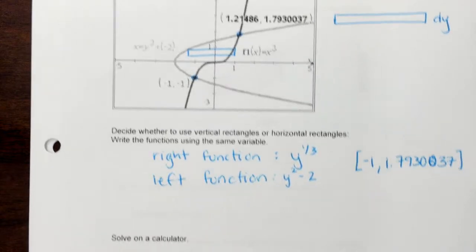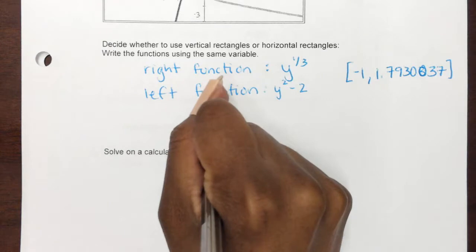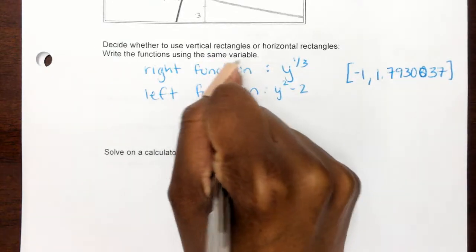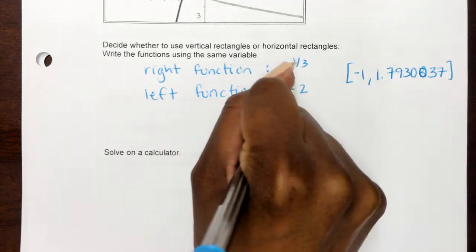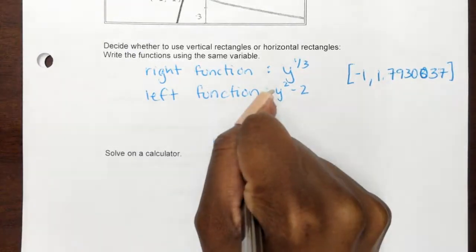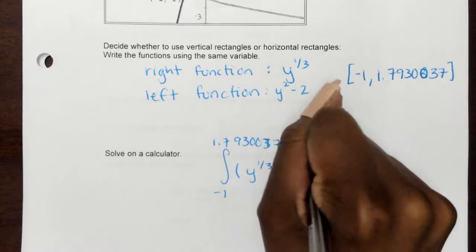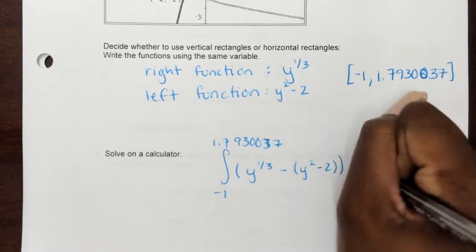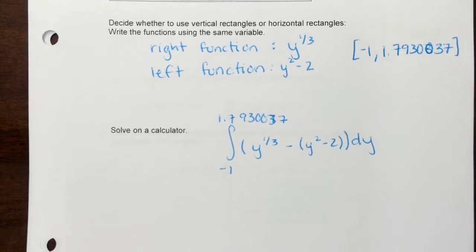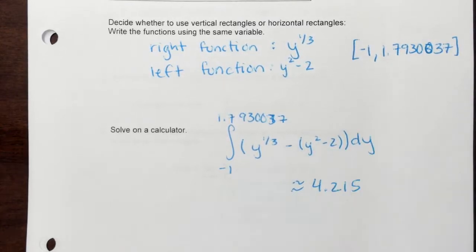So now we can plug it into our integral. We have y to the 1/3 minus y squared minus 2 dy. We could just plug that into a calculator and we'll get 4.215 approximately.